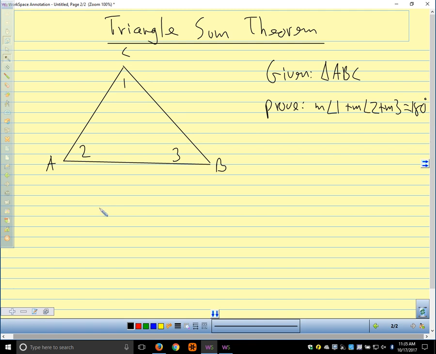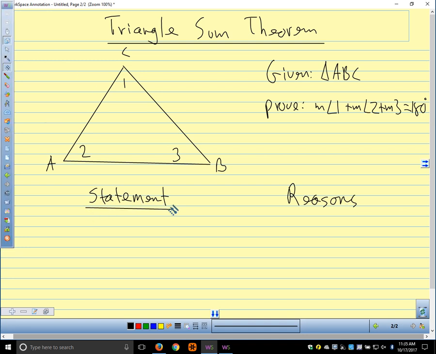All right, so we'll do a two-column proof. Statements and reasons. I'm not going to rewrite our given. We're given a triangle, and it doesn't seem like we have much to go on. All we have is a triangle. But here's how we're going to start.